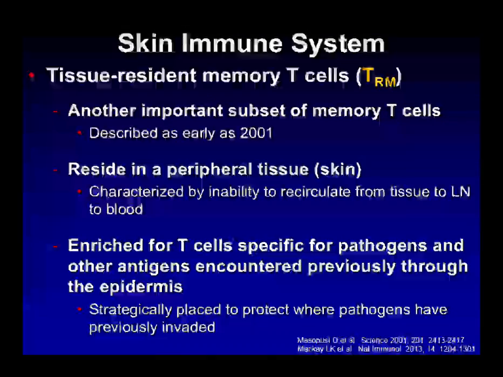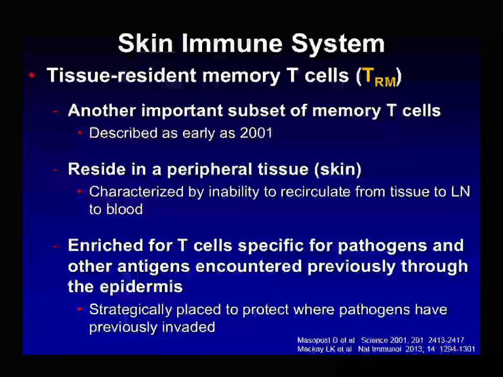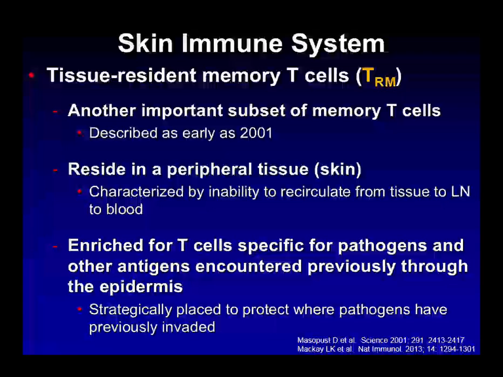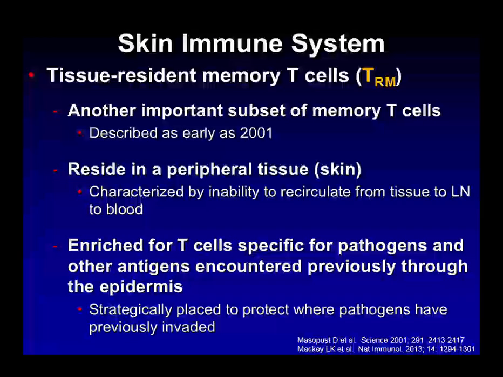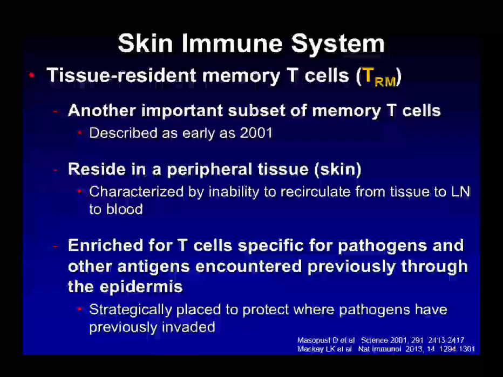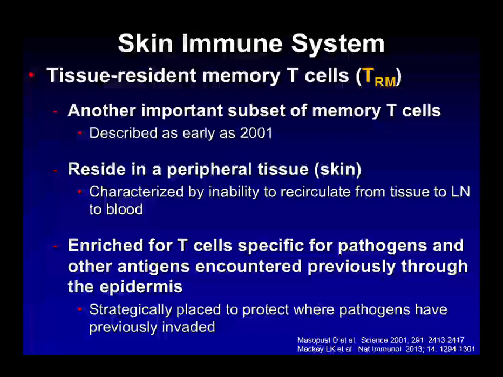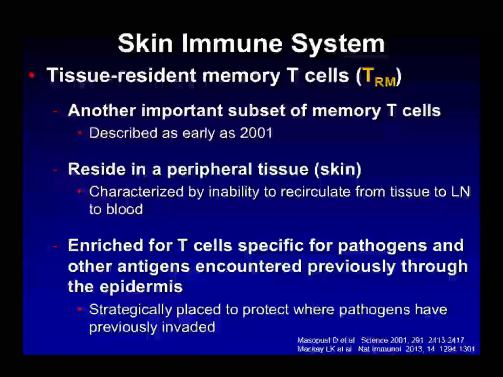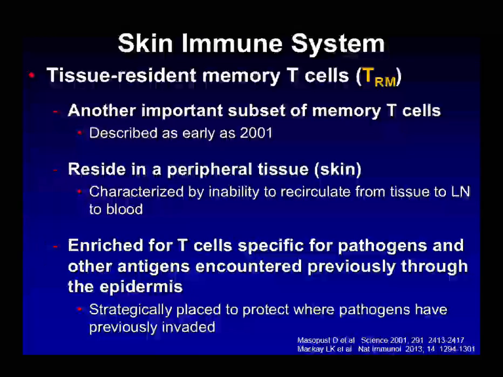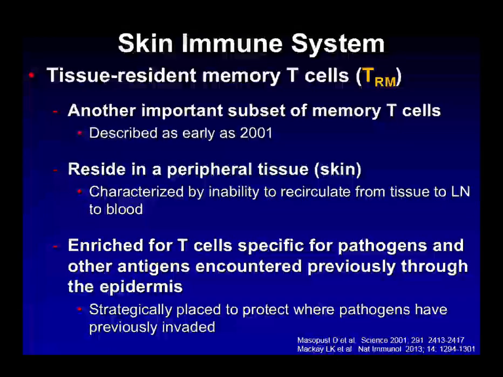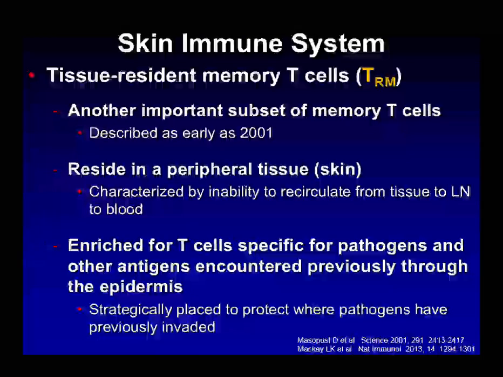But within about the past 10 years or so, it has become clear that there's another important subset of memory T cells, and that is the tissue-resident memory T cell. These cells were described as early as 2001, and these are cells that literally reside in a peripheral tissue. They are characterized by their inability to leave the peripheral tissue, the skin, and travel back into the lymph nodes and the blood. And it turns out that in the skin, resident memory T cells are enriched for pathogens and antigens that have been encountered previously through the skin.